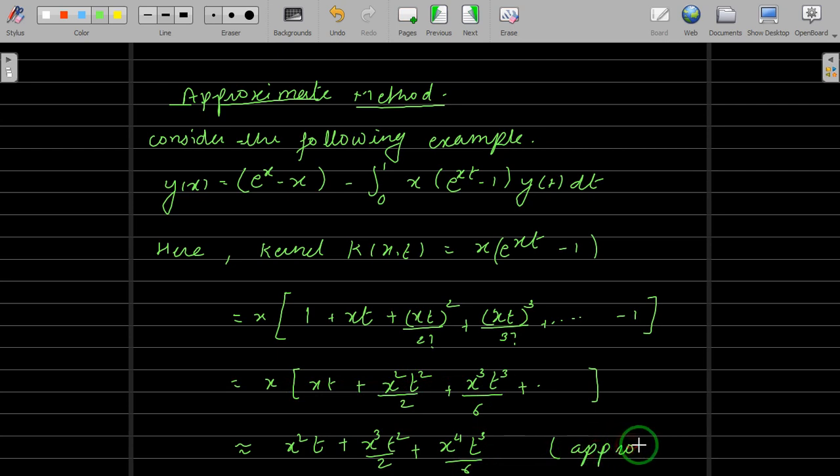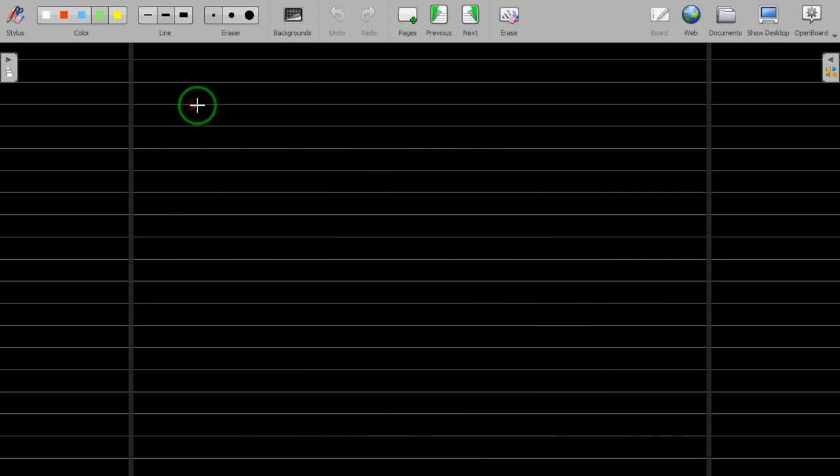So when you solve this integral equation using this kernel, you will have an approximate solution but not the exact solution, because in this kernel the remaining terms, which are infinitely many, you are not using. So you are approximating your kernel to a few terms and then finding the solution, so you will have an approximate solution. Clear?